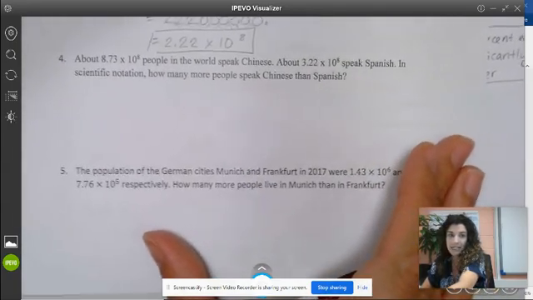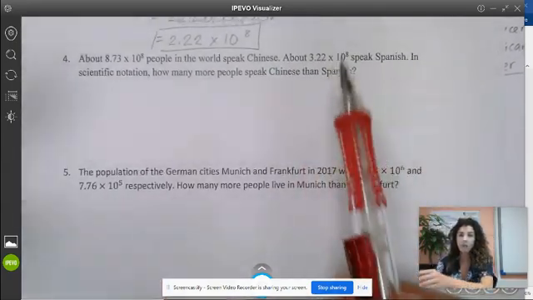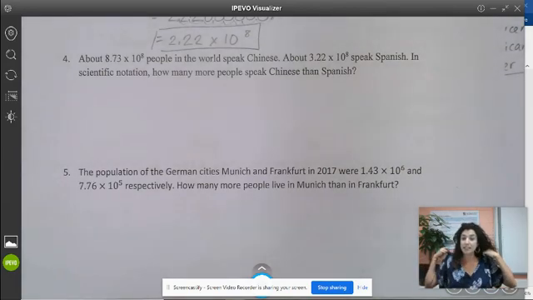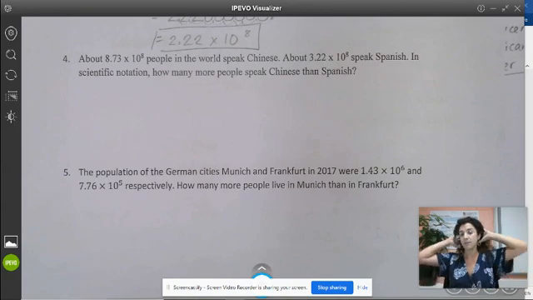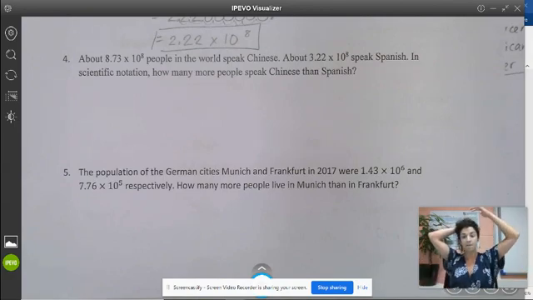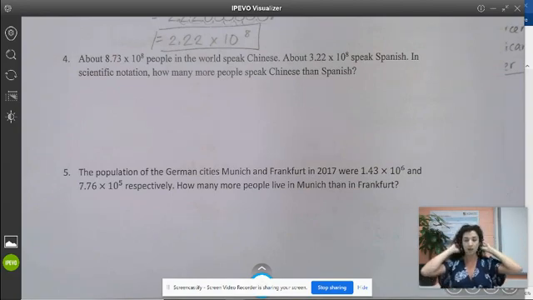About 8.73 times 10 to the 8th people in the world speak Chinese. About 3.22 times 10 to the 8th people speak Spanish. In scientific notation, how many more people speak Chinese than Spanish? So we're talking about how many more. 5 is how many more than 3. 10 is how many more than 5, right?